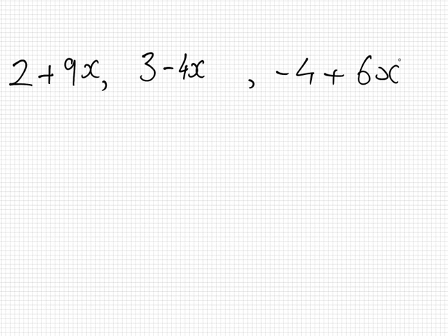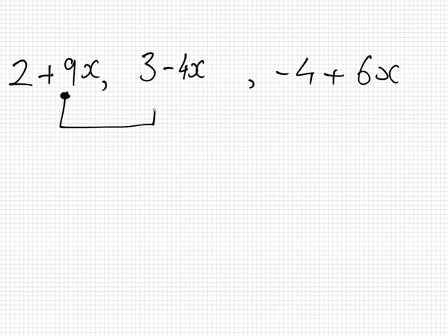Because how do I go from 2 to 3? Plus 1. But 3 to minus 4? Minus 7. So it's not an arithmetic progression. There is some number x that makes these become an arithmetic progression, and we need to find that number x.